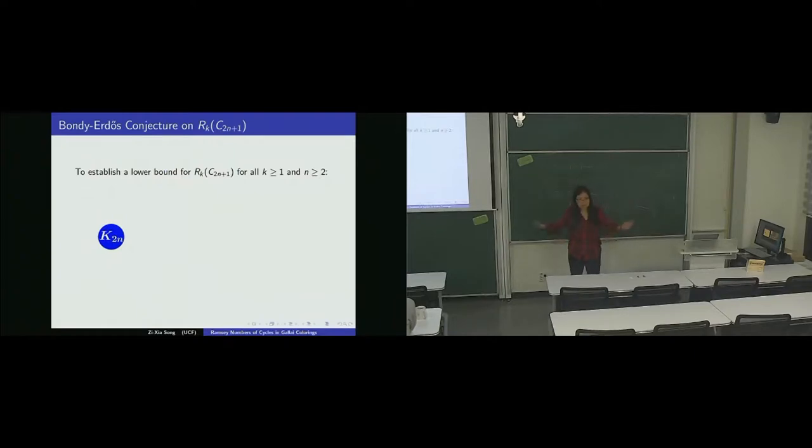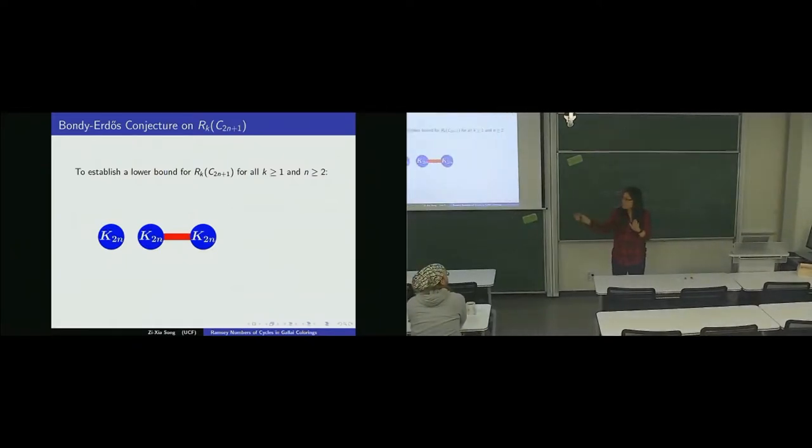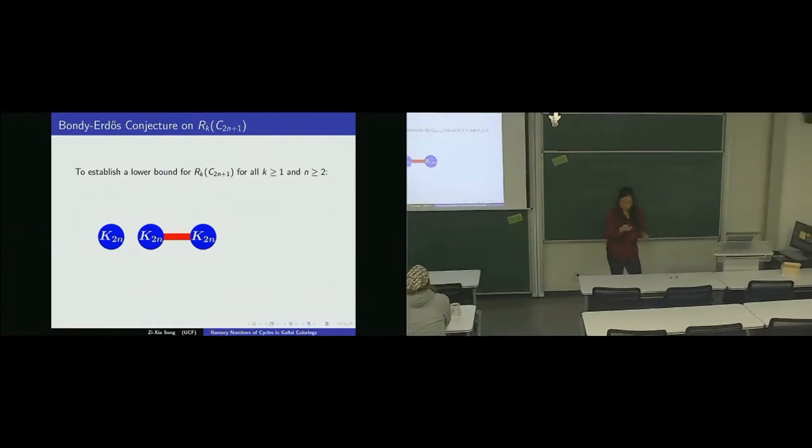Now, how do you establish a lower bound, right? If I give you only one color, the best thing you can do is take a complete graph on 2n vertices. My cycle has 2n plus 1 vertices. It's an odd cycle. If you have two colors, what do you do? You take two copies of whatever you have, and for the second color, you color all the edges running between red. Now, you cannot find an odd cycle because of the one you built. If you look at the red graph, it's bipartite, right? It's bipartite. You cannot have one.